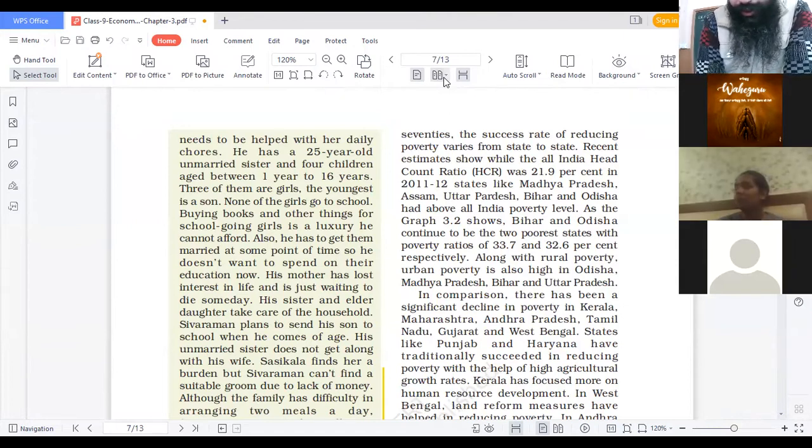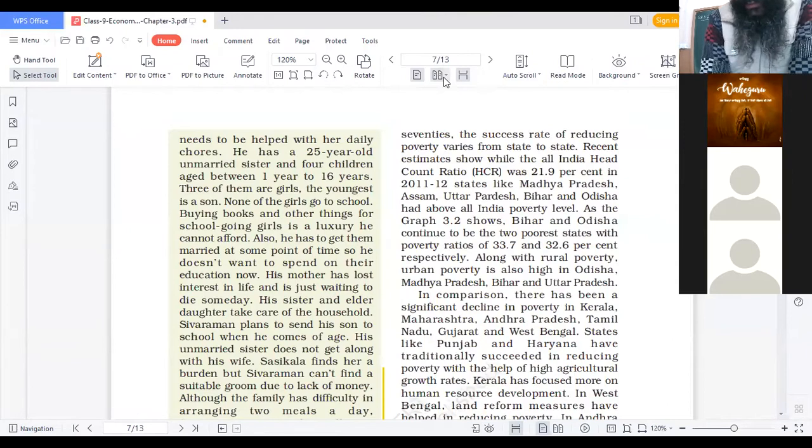Punjab and Haryana have achieved developmental goals through agricultural development. Kerala has focused more on human resource development.